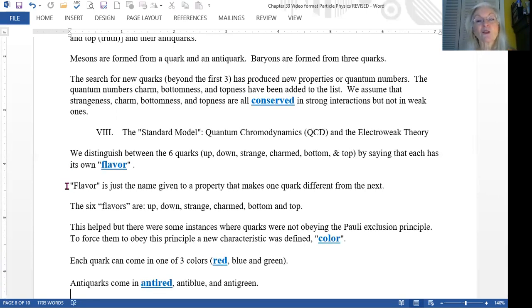If we went back to our analogy of separating students, maybe we did it by, are you a freshman, a sophomore, a junior, or a senior? The flavor would be your earned credit hours, because that's how we divide things up. That's what makes a freshman different from a sophomore, different from a junior, different from a senior.